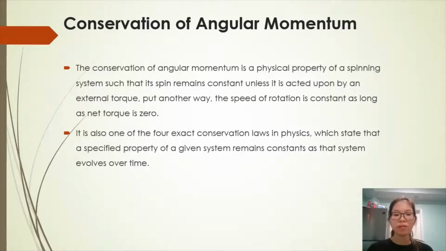It is also one of the four exact conservation laws in physics, which state that a specified property of a given system remains constant as that system evolves over time. Another way to state the law is that when there is no external torque acting on an object, no change of angular momentum will occur.